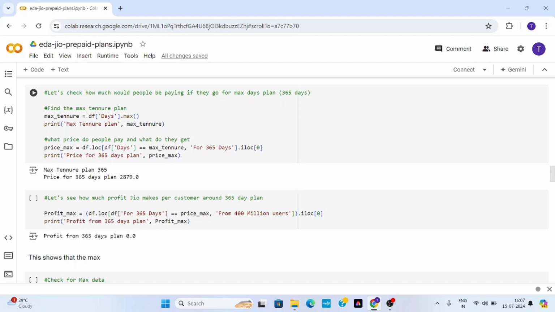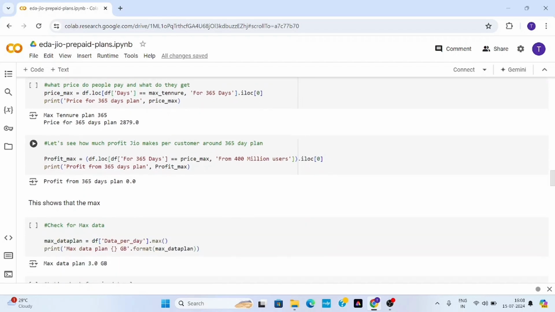This is for today, which means around 15/7/2024. This may not be today's price; it may be the data set created date. So the data set created date price was 2,879. So you can't say that today this is the maximum amount.